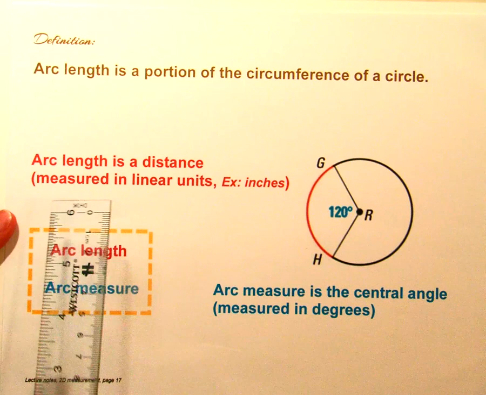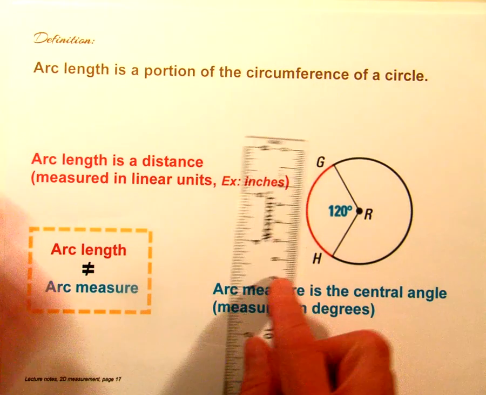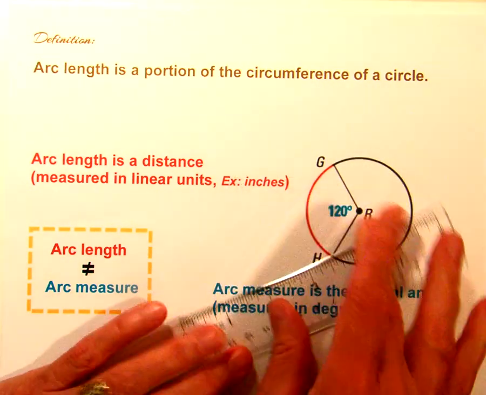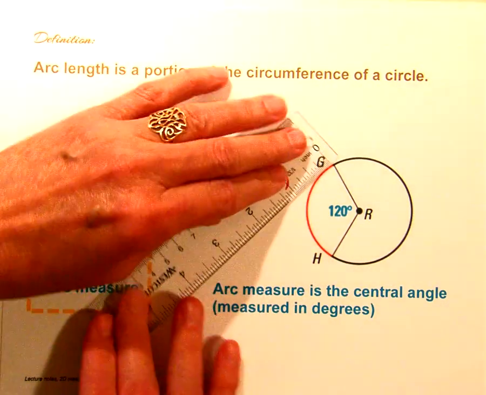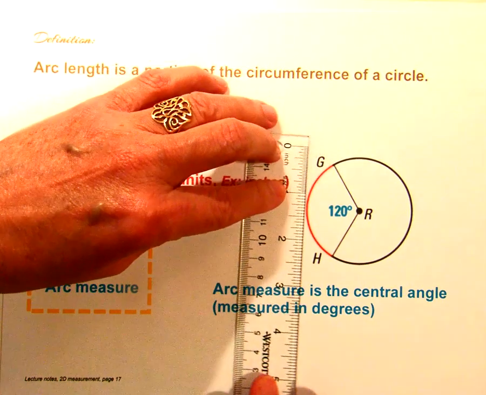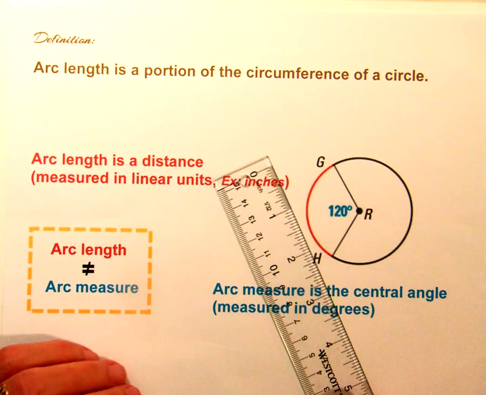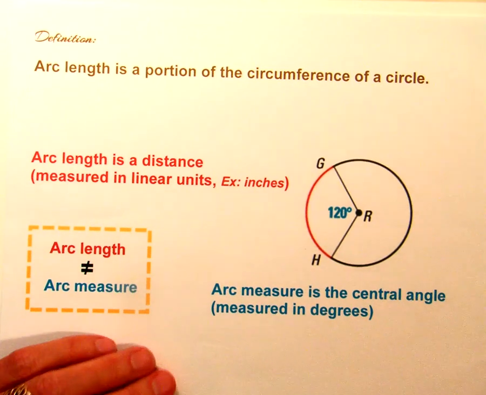Okay, so the arc length is a distance. It's measured in linear units, like centimeters or inches, how long it would be. If I start here, you've got to keep it tangent all the time, or you're not going to even come close to it. It's about 2 7/8 inches. I did it in inches.